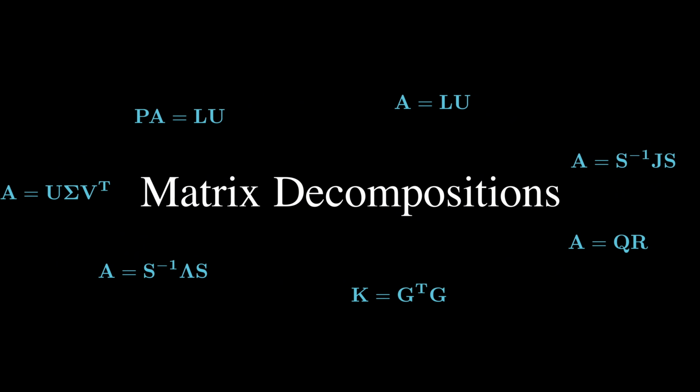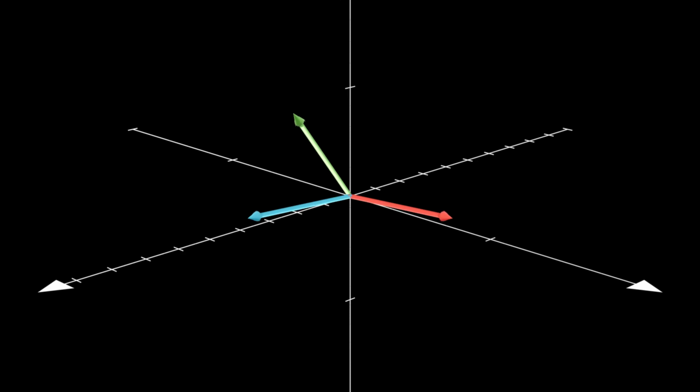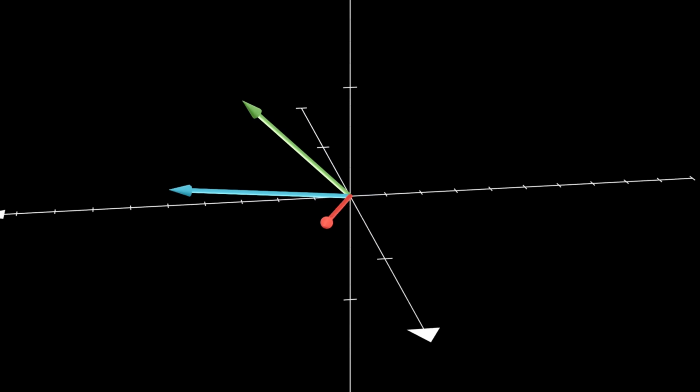Hello everyone, this is the fourth addition to the matrix decomposition series, and today we'll be looking at the Gram-Schmidt process in preparation for the QR factorization.